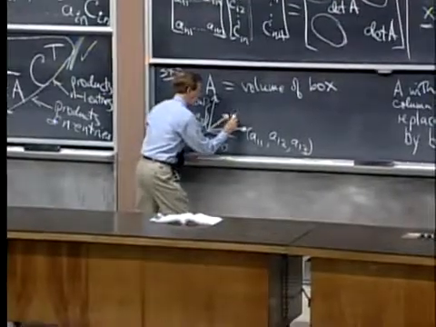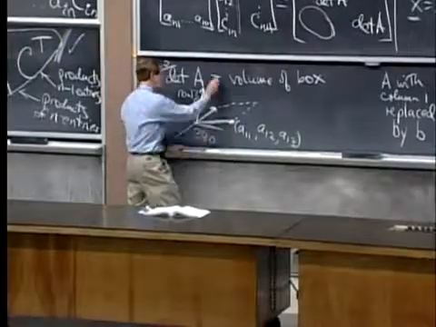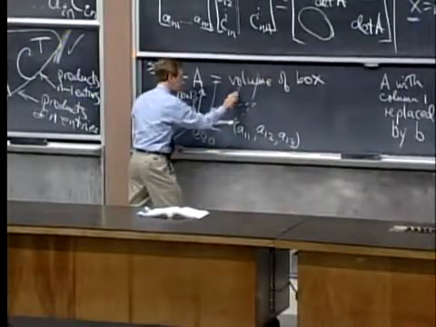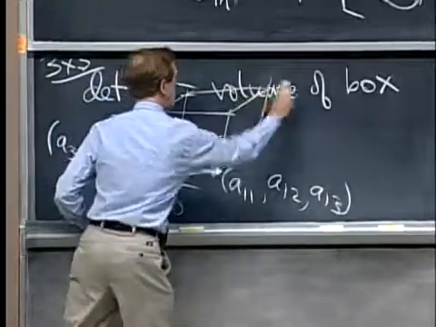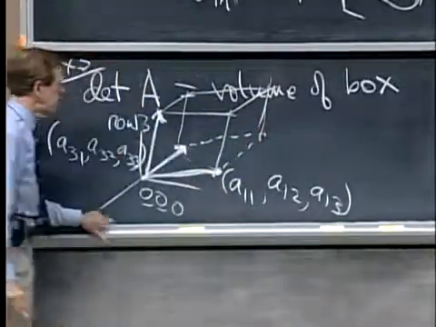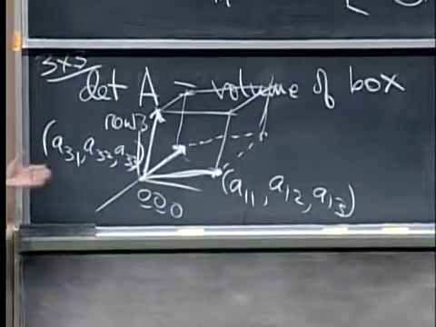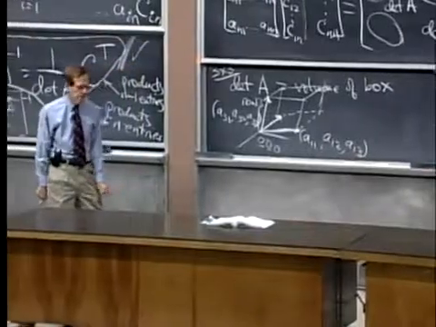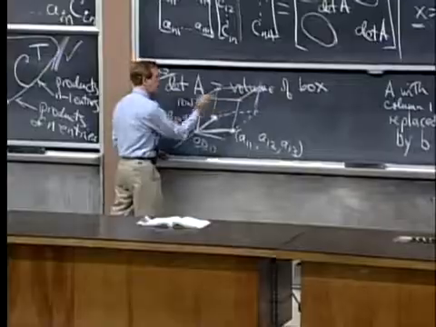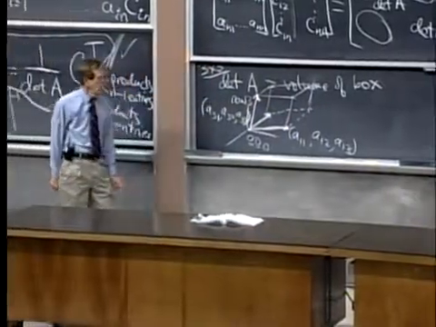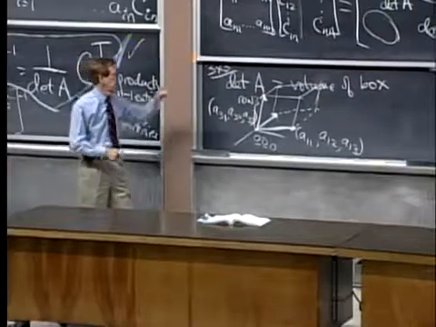Okay, so there's the bottom of the box. There are the 4 edge sides of the box. There's the top of the box. It's the box that has these 3 edges, and then it's completed so that each side is a parallelogram, and it's that box whose volume is given by the determinant.